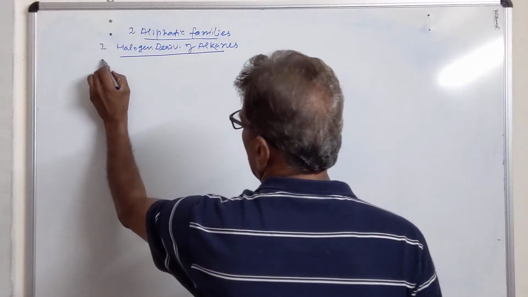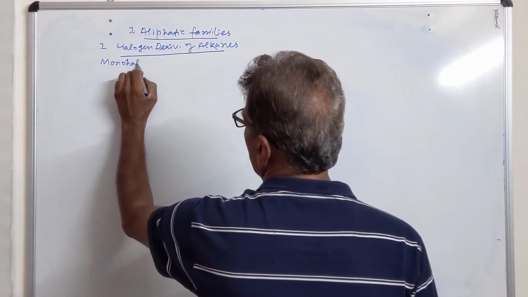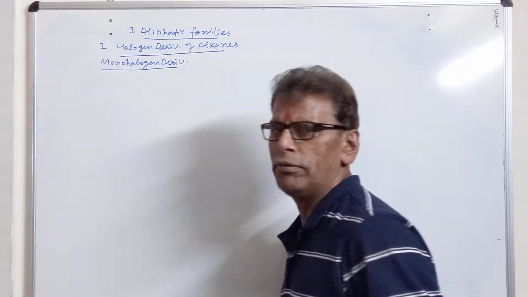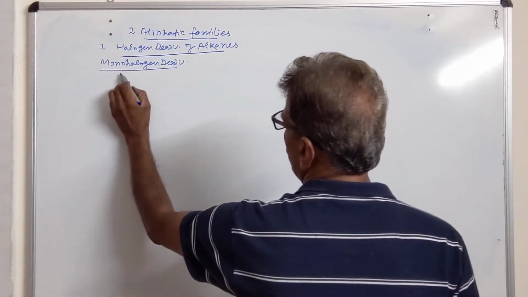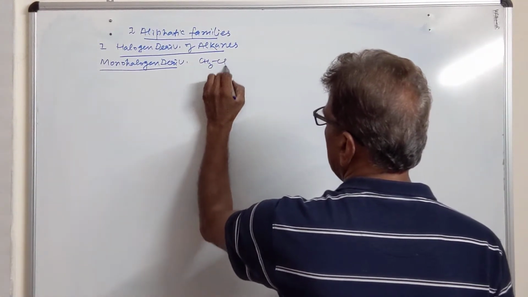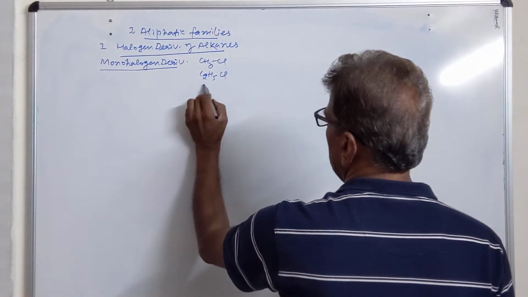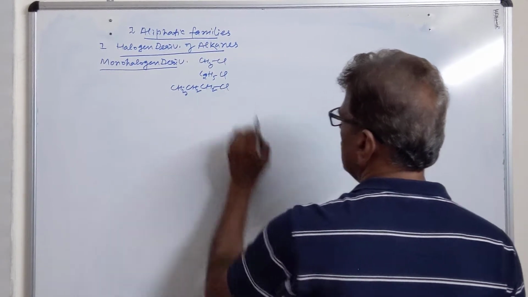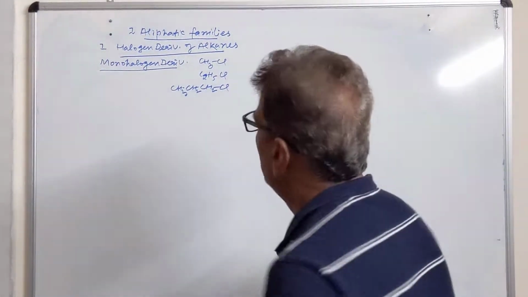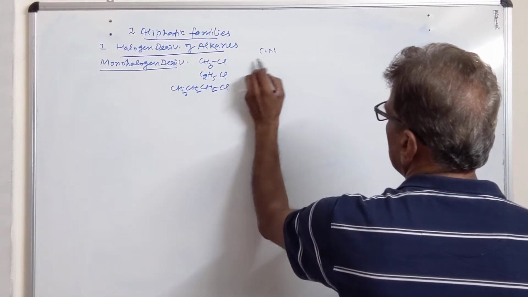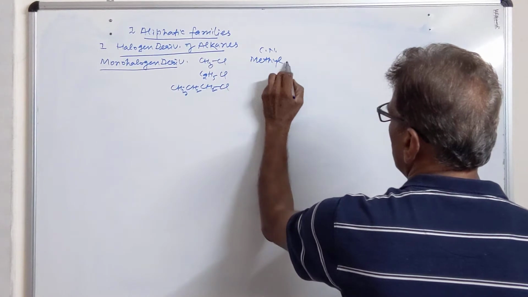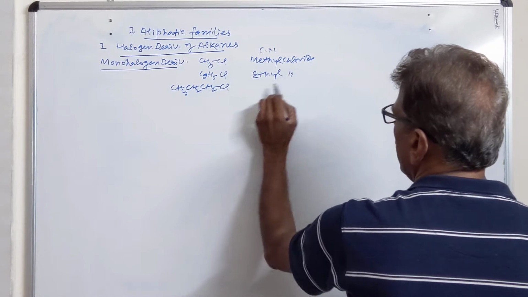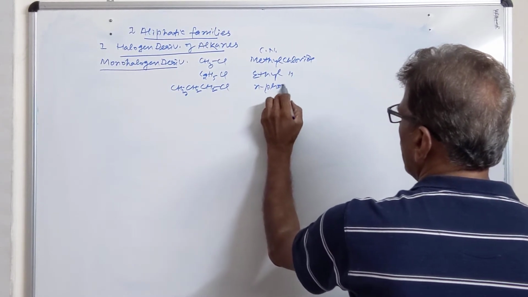First of all, mono halogen derivatives. They have only one halogen as a substituent. So we have the different members here: CH3Cl, C2H5Cl. Carbon number 1 has chlorine. This is CH3CH2CH2Cl. Now the common name of the first is methyl chloride, then ethyl chloride. This is n-propyl chloride.